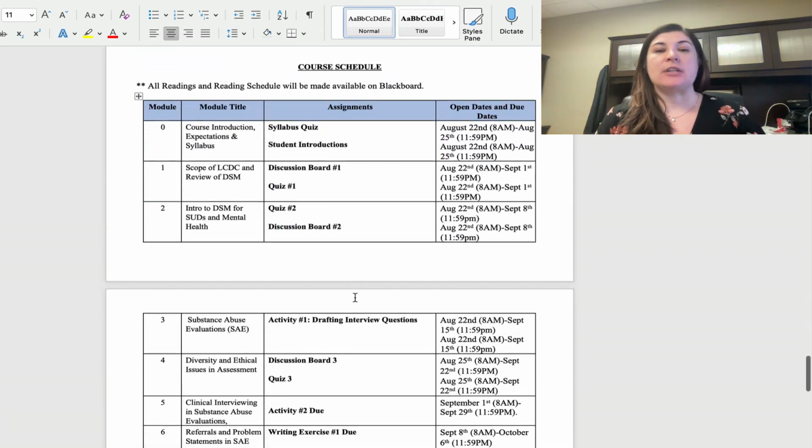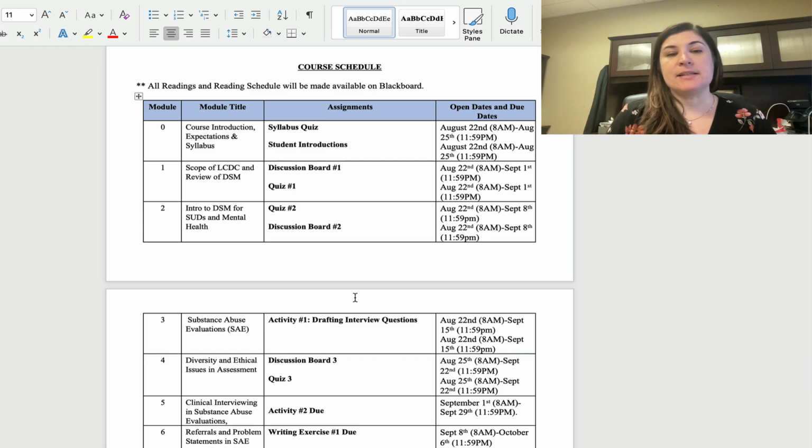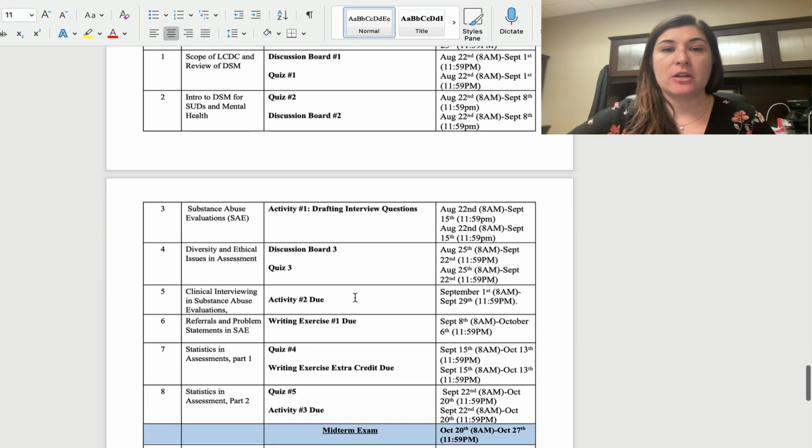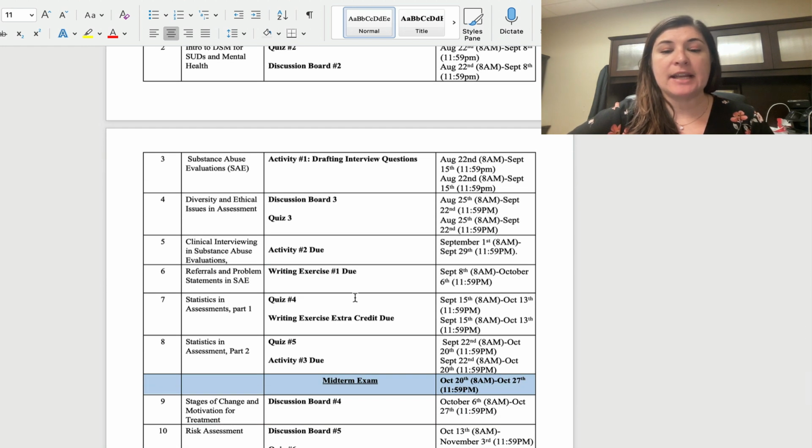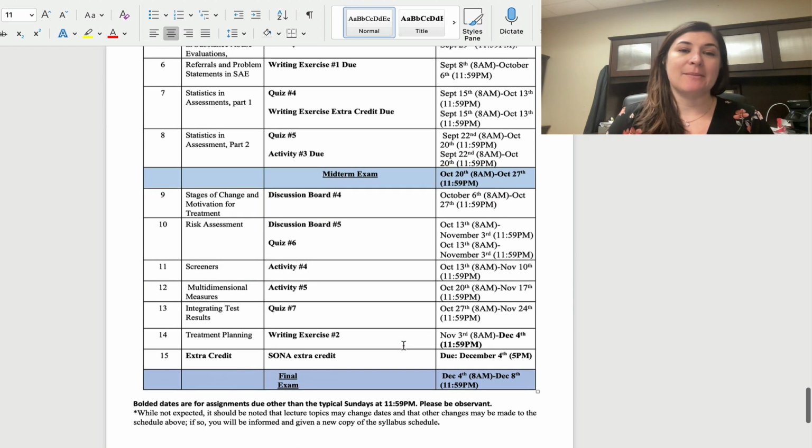Lastly, I want to turn your attention to the course schedule. What's really important is this is going to tell you when the module opens and when the assignments from that module are due. So for example, you can see that the syllabus quiz and the extra credit student introduction discussion board are going to be due this Sunday, August 25th. You will notice that most of your assignments are going to be due on Sundays at 11:59. Anything that is bolded is telling you that that assignment is actually due on a different day than Sundays at 11:59. So please make sure you're writing down all your assignments, doing what you need to do in order to keep track, because there is no late work accepted in this course.